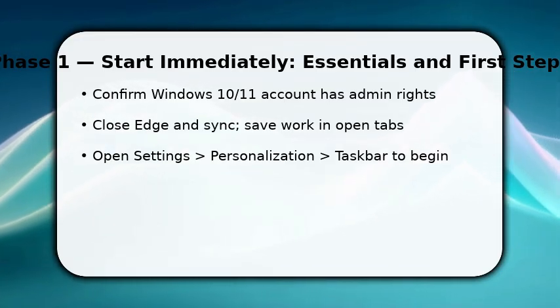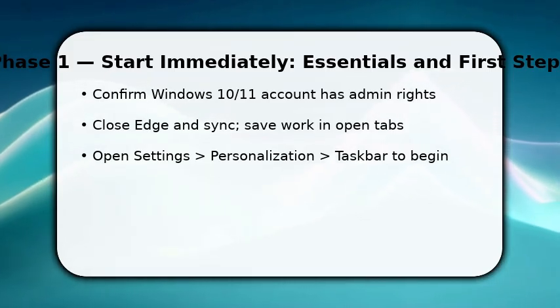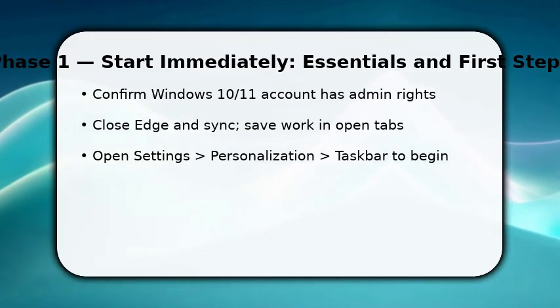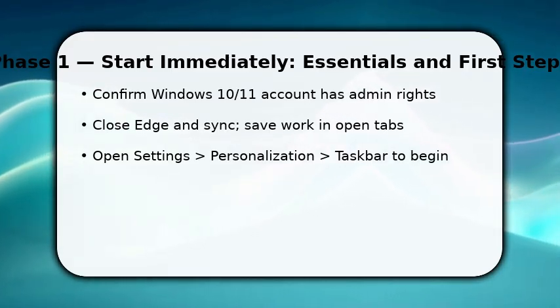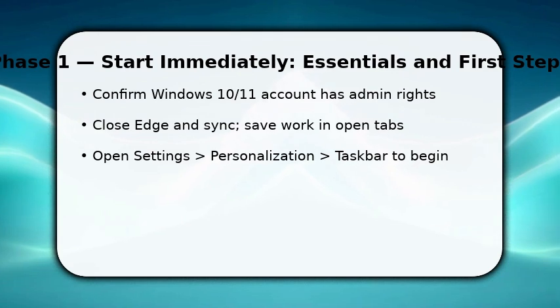Windows splits these features by build version, so look for Search or Show Search box. If you're on Windows 11, use Taskbar Behaviors to access the search option. Make sure to save any open work before toggling, because changes can refresh the taskbar immediately.